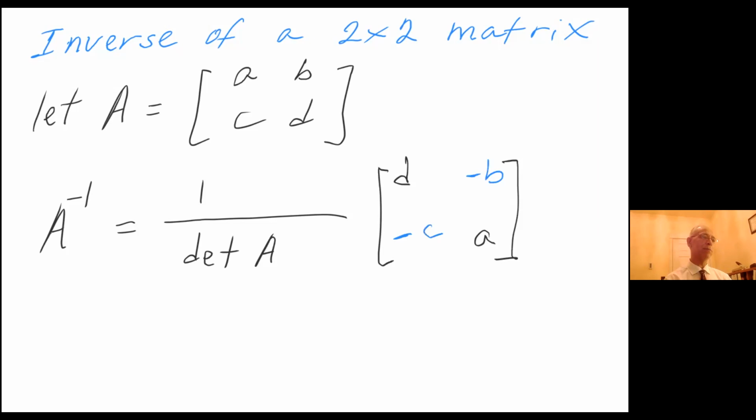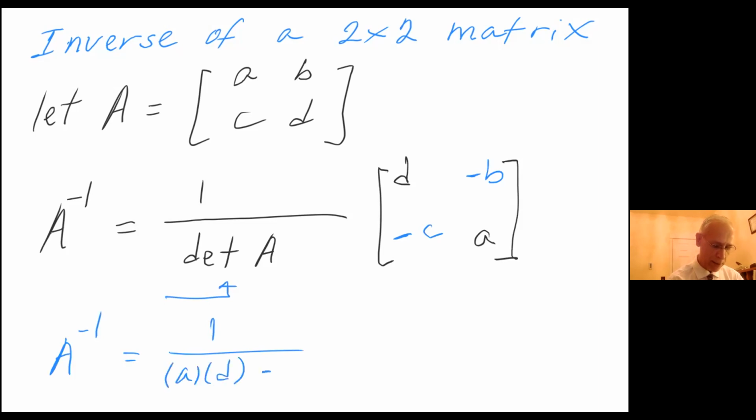Okay, so what is the determinant of A? We learned, from the previous sessions, that A inverse equals 1 over the determinant of A, which is a times d minus b times c. Hope you remember that from the past. Okay, so times the matrix d, minus b, minus c, and a.